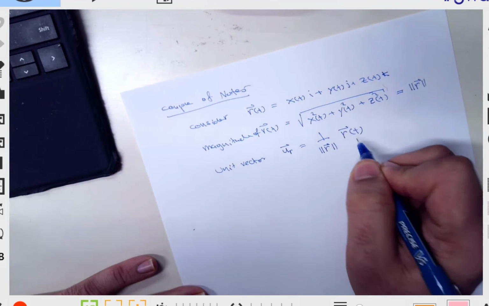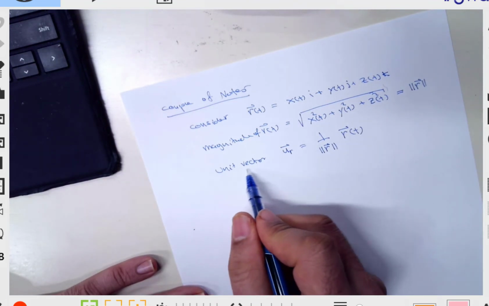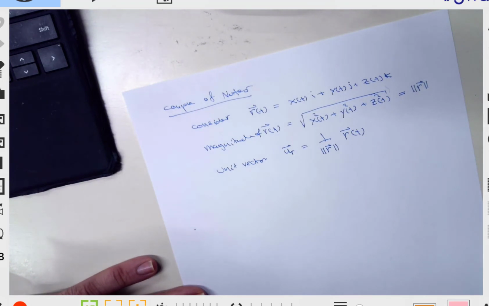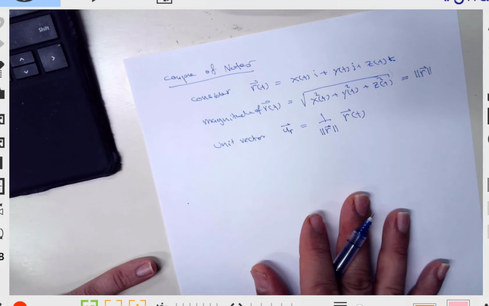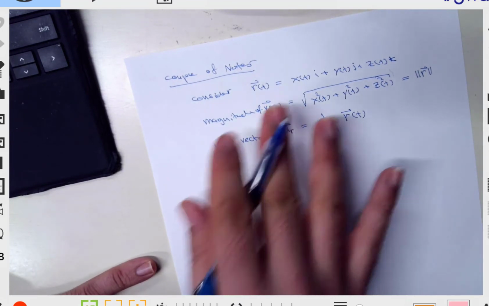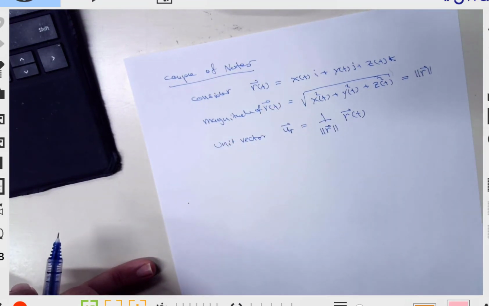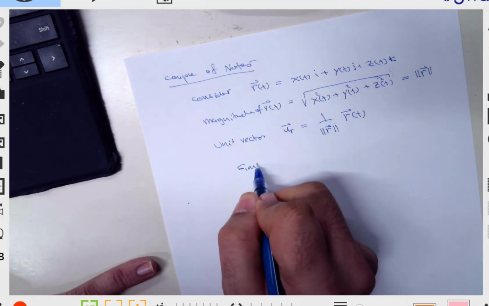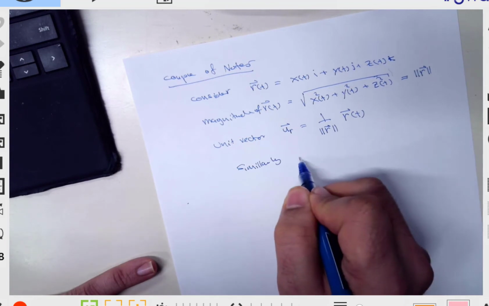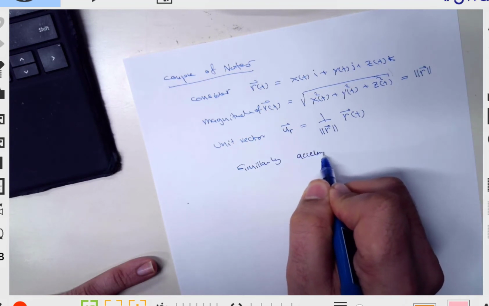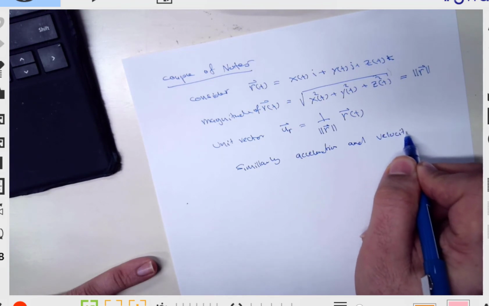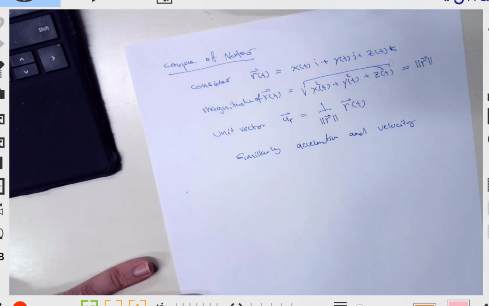It's called a unit vector because the magnitude of this is 1. We can take some example in future and see what that means. This same applies for the velocity, and applies for the acceleration. So similarly, acceleration and velocity, same fashion. I'm not going to write it again.